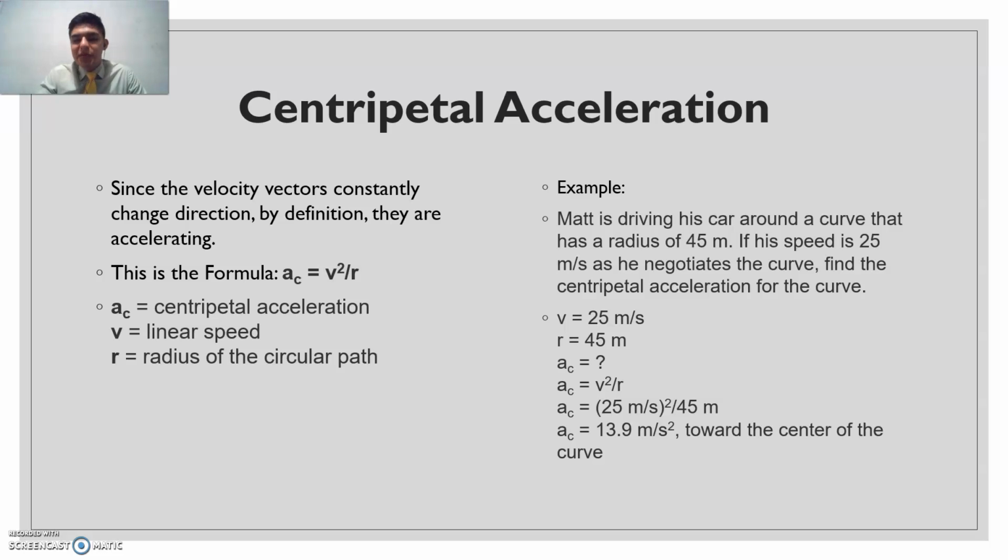So one more time, you substitute the values. Our linear speed is 25 meters per second. You are going to elevate it to the second power and divide that by the radius, which is 45 meters. So what is the result at the end? The centripetal acceleration will equal 13.9 meters per second squared towards the center of the curve.